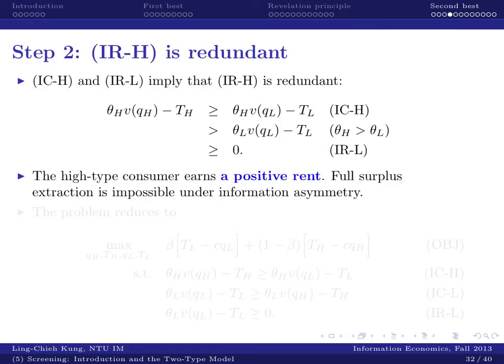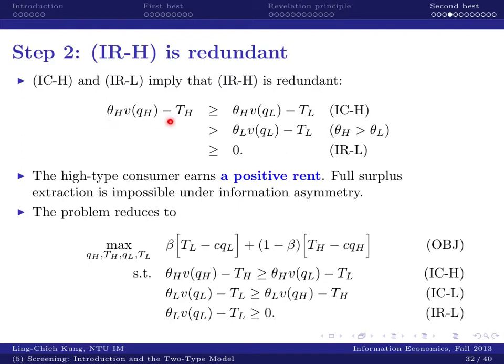So this tells us that the high type consumer earns a positive rent. This is his right-hand side, and this is always going to be greater than 0. So the high type consumer always earns a positive rent. Full surplus extraction now becomes impossible. With this in mind, we can remove one constraint. The problem reduces to this with only 3 constraints.